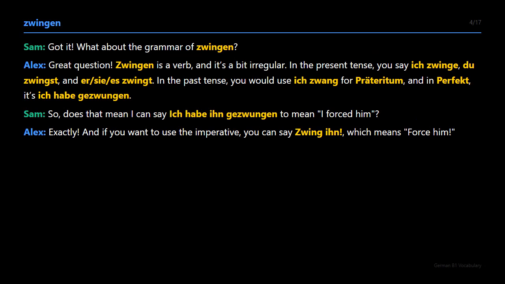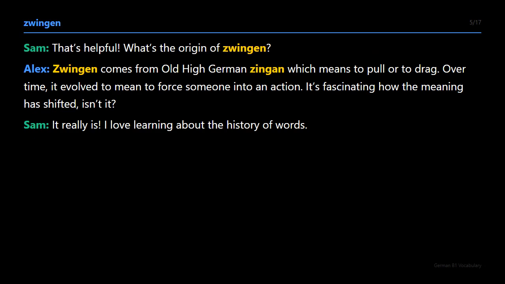That's helpful. What's the origin of zwingen? Zwingen comes from Old High German zwingan, which means to pull or to drag. Over time, it evolved to mean to force someone into an action. It's fascinating how the meaning has shifted, isn't it? It really is. I love learning about the history of words.